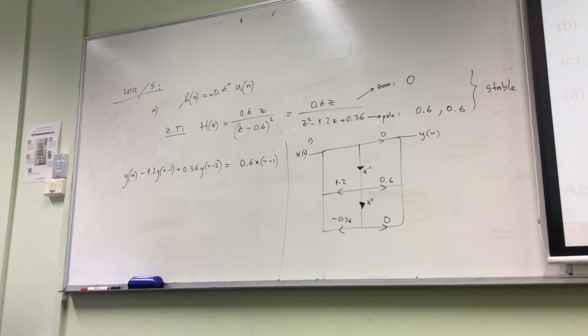Let's do this one now. 0.6 and 0.6, yeah, it's stable. That's stable. We finished D.